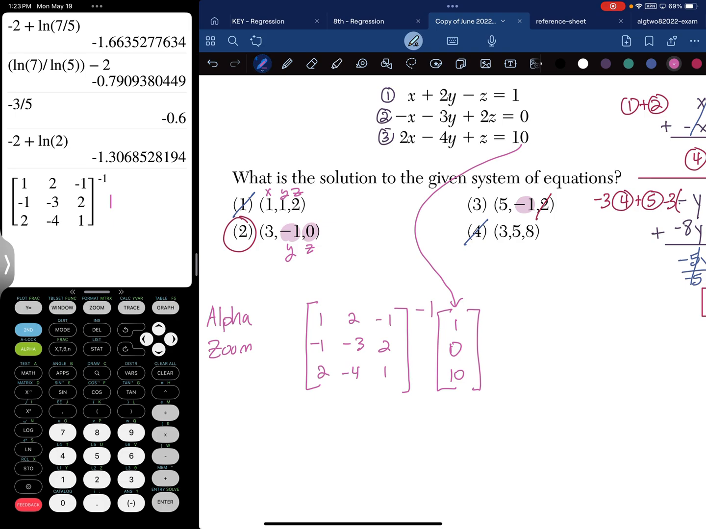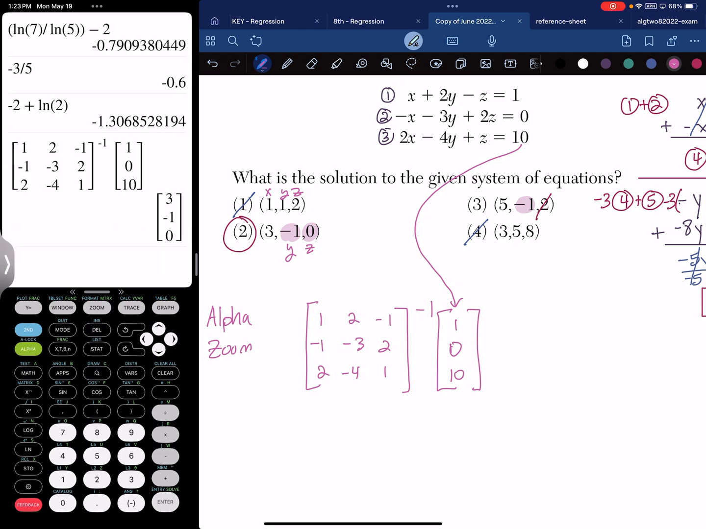Okay. So times alpha zoom. Now this is a 1 column by 3 row. And boom, it gives you the answer. X is 3, Y is -1, and Z is 0. Or is it 4, 6?